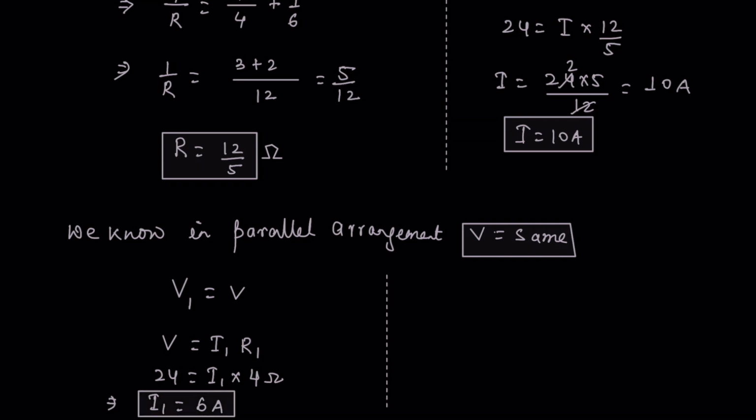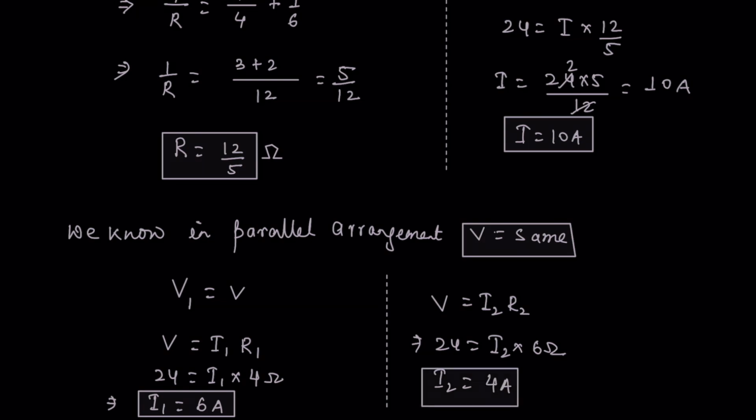Now we can find I2. V is equal to I2 into R2, so 24 is equal to I2 into 6 ohm. I2 is equal to 4 ampere. If you add I1 plus I2, you will find that I is equal to I1 plus I2. This is 6 ampere plus 4 ampere, which is equal to 10 ampere. So from that you can check whether your answer is correct or wrong.